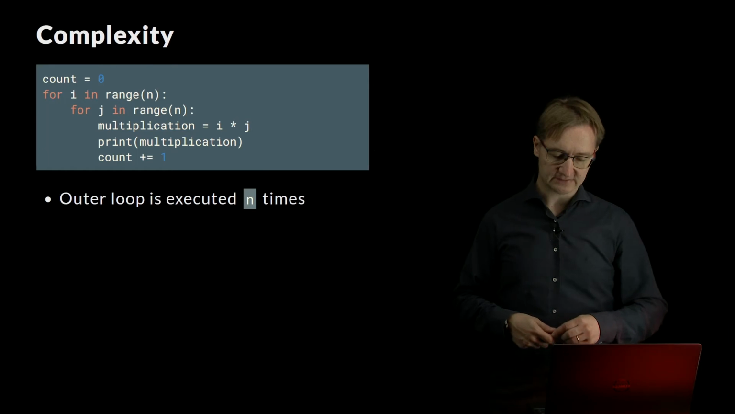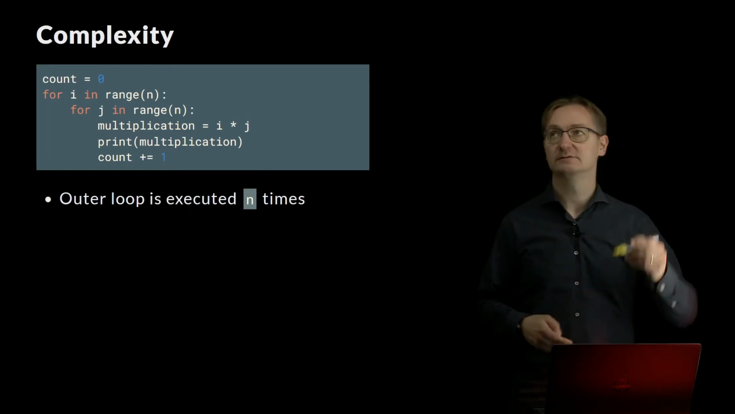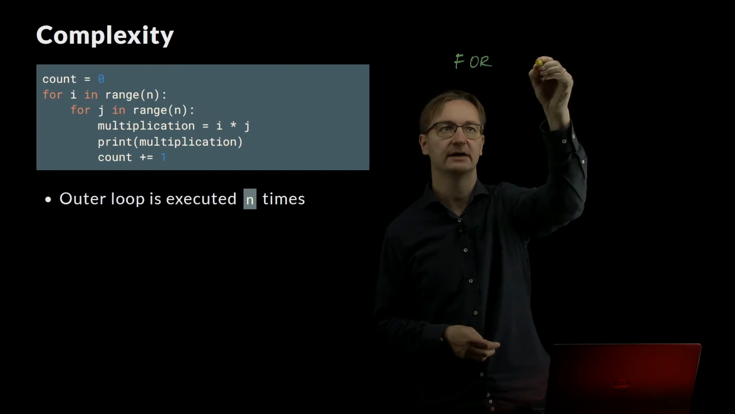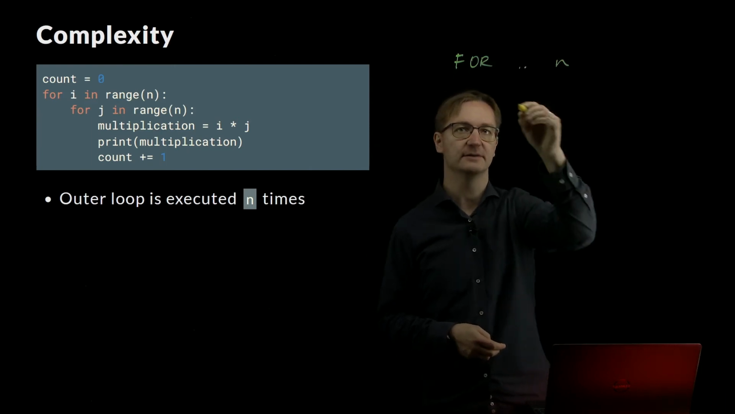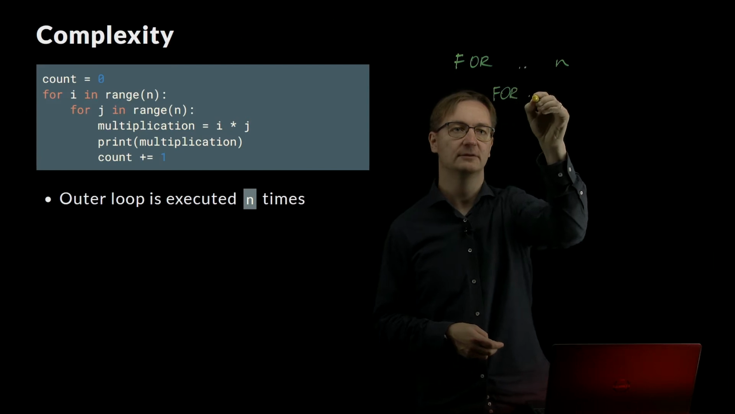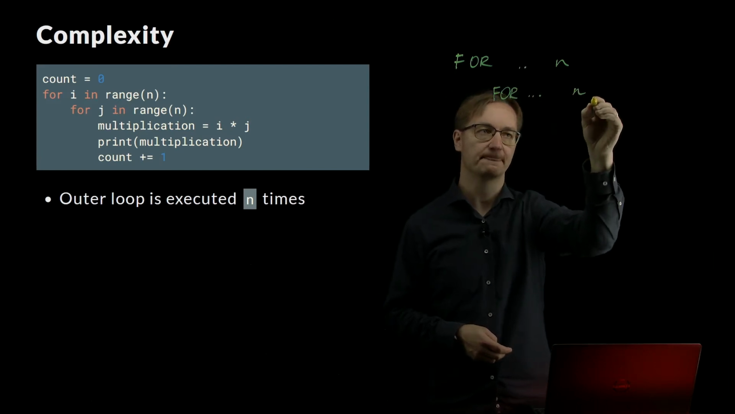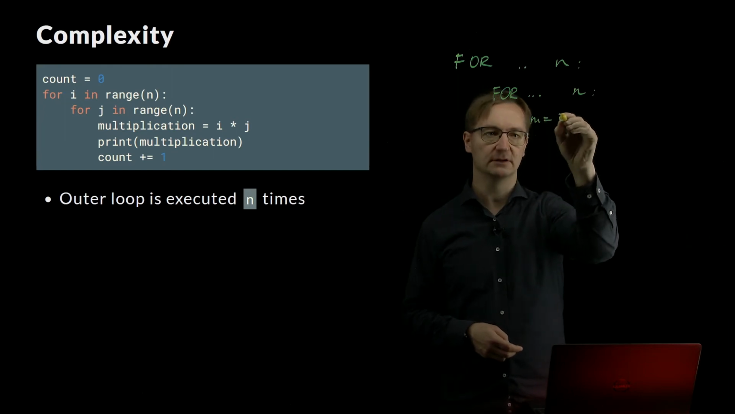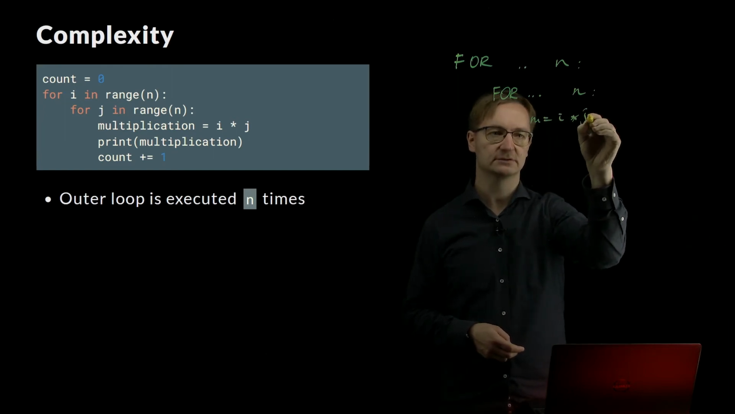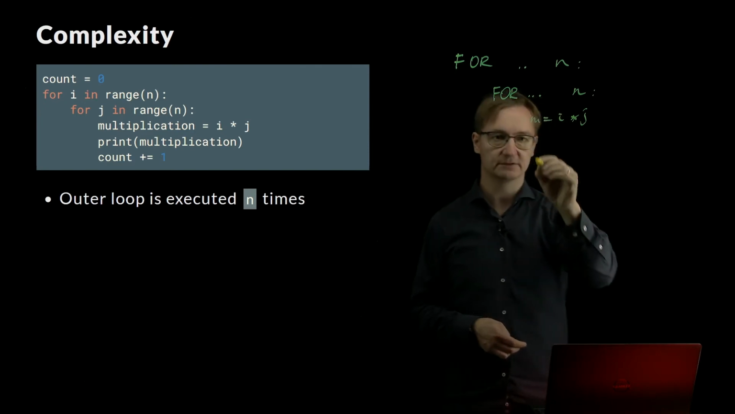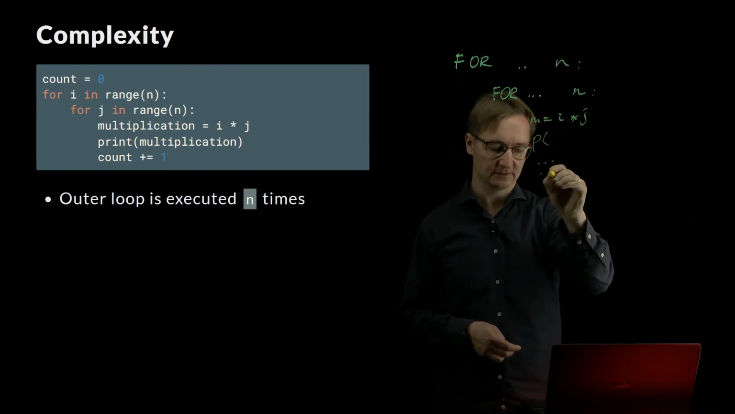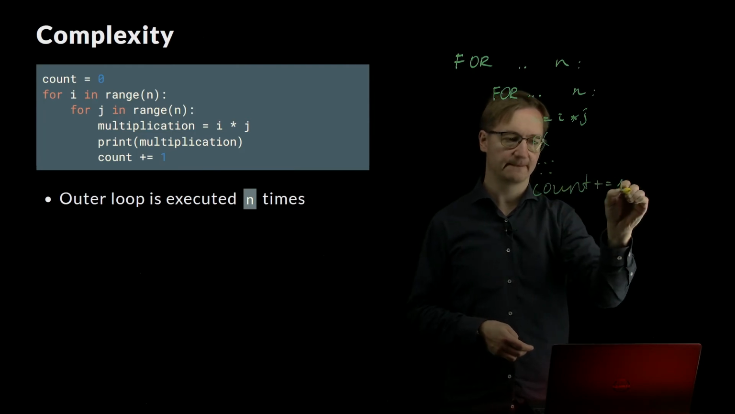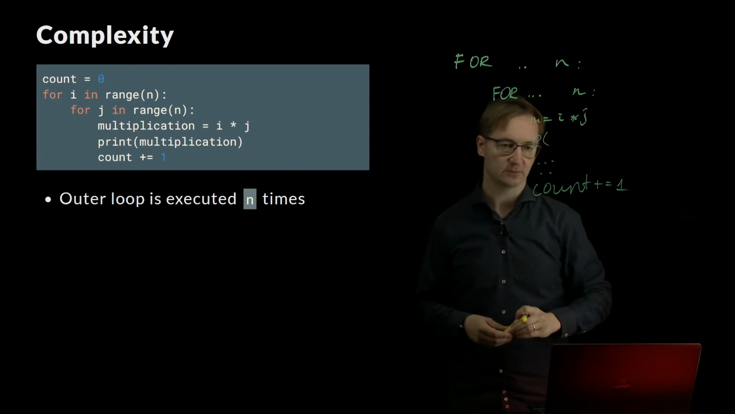So the outer loop is executed n times. So I can just write it here. Let's say we have this for loop, and let's say it's done n times. Then I have another for loop, which is also executed n times. And now I do some calculations, I multiply, then I print something out, then I do whatever. I can do a lot of calculations here, and now I add 1 into the count variable.